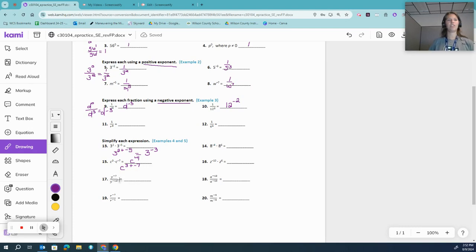And then my division rules, dividing monomials, my base stays the same. And then I would do negative 7 minus negative 10. And that would give me negative 7 plus 10, so y to the positive third power. Okay, r to the negative seventh minus negative 1 would give me r to the negative sixth power. Okay, and there are some additional examples here that you can go through and practice.